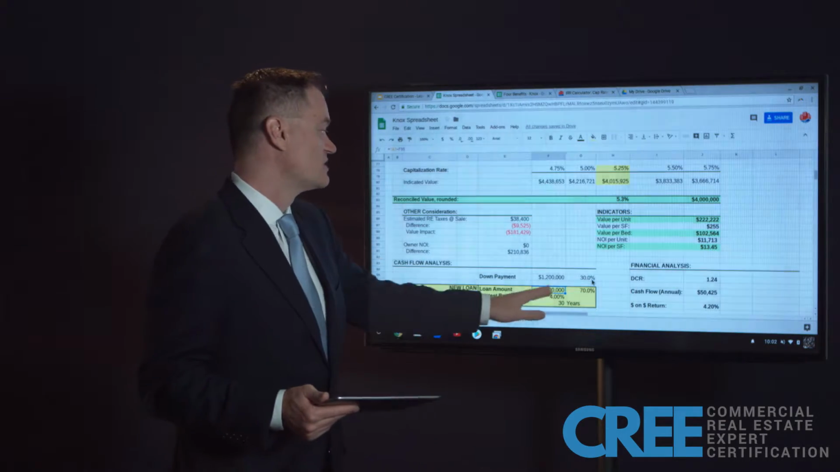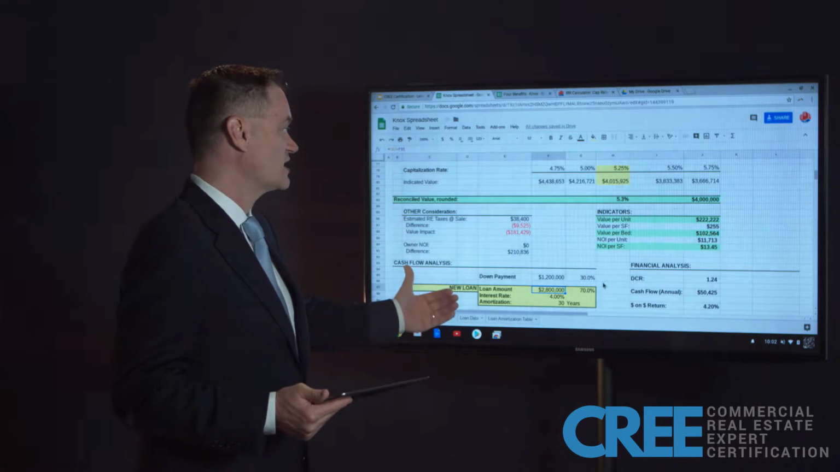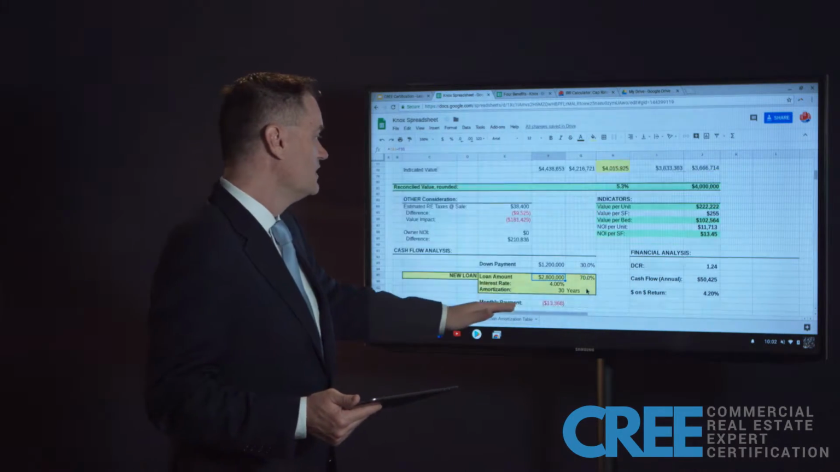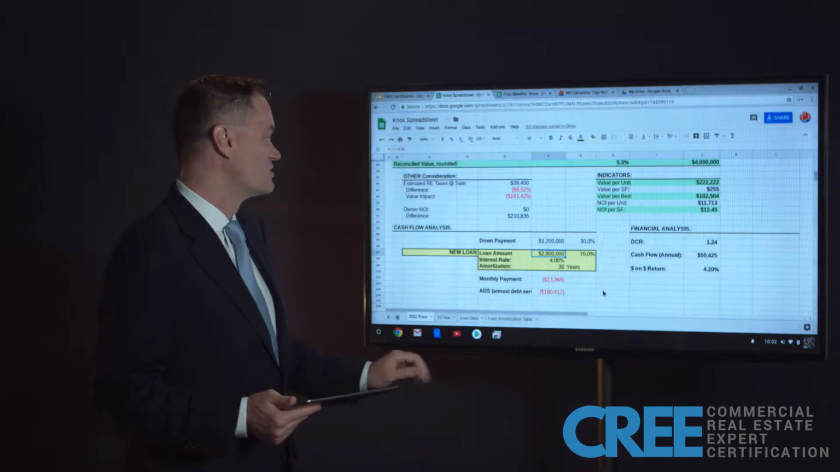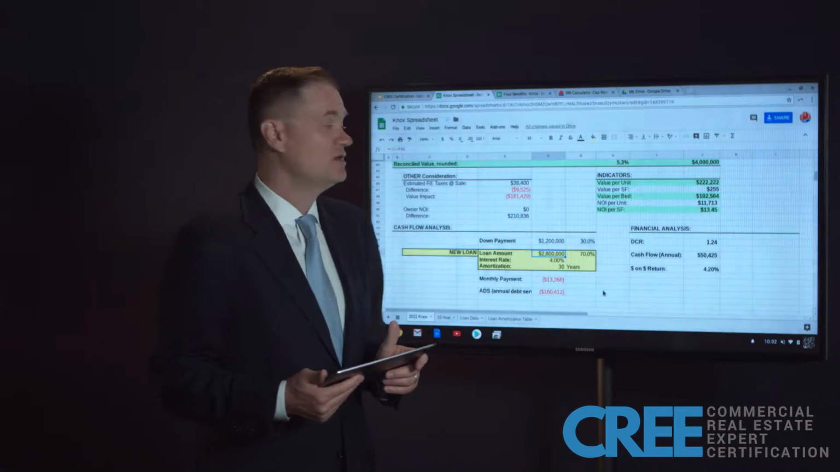And then the interest rate at the time was 4% over 30 years. So this actually calculates, if we scroll down just a little bit more here, you're going to see the monthly payments of just over $13,000 a month, and then the annual debt service of $160,000.